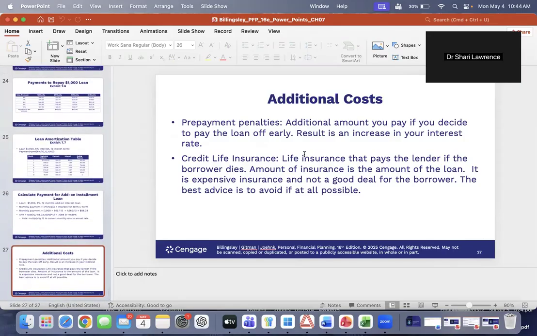Okay, and this is the last slide, so I think that's it. All right, so this is it for chapter 7. And let me look at my notes real quick to make sure that I don't want to add anything else, and I don't believe that I do.